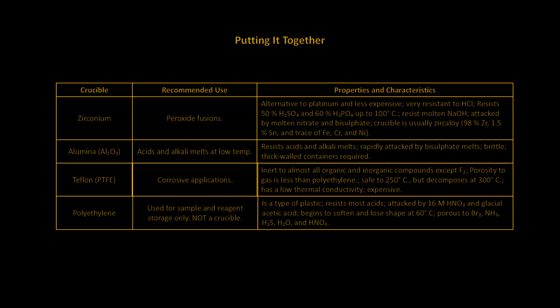You see, 16 molar nitric acid and glacial acetic acid will eat right through these containers. They will begin to soften at 60 degrees centigrade, so they must be kept away from heat. They also become porous to bromine gas, liquid ammonia, hydrogen sulfide gas, water, and diluted nitric acid below 16 molar.